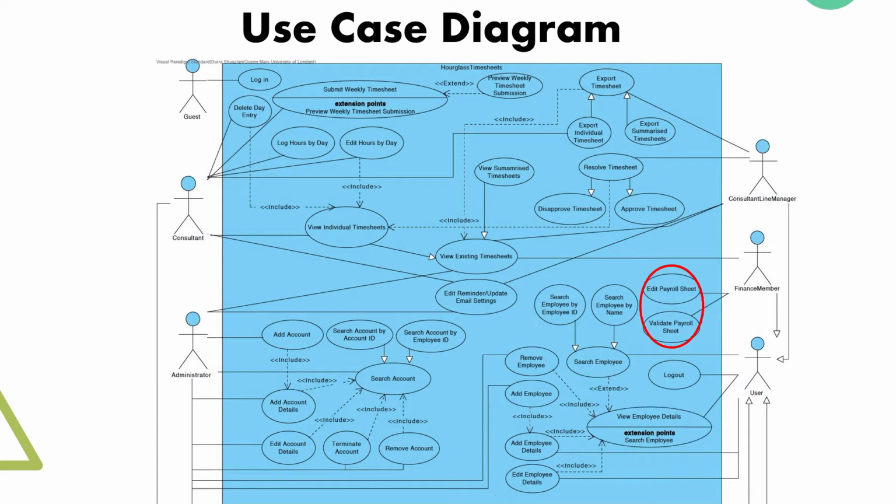An optional function of our system is to integrate it with payroll generation, which is automatically done by the system using data from approved timesheets. Use cases involved are for finance team members to edit the payroll sheet in case of any mistakes and validate the payroll sheet so it can be processed for pay distribution.